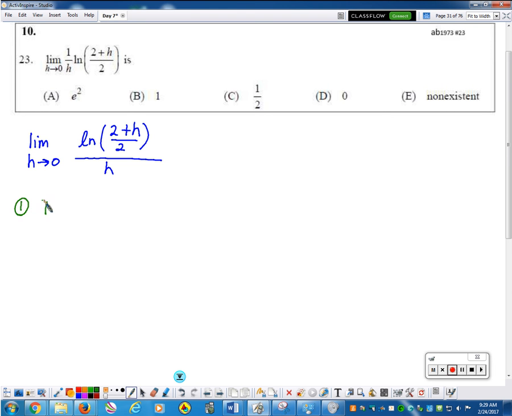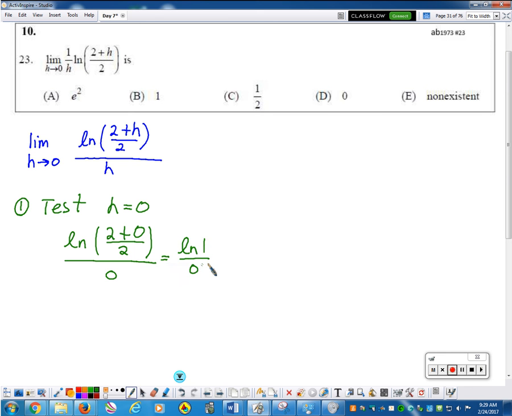Step number 1, test. So I plug in h equals 0. Let's see, so that's the natural log of 2 plus 0 divided by 2, all divided by 0, which is the natural log of 1 divided by 0. The natural log of 1 is 0. So this test was successful in terms of L'Hopital's rule. Questions to that? Happiness there. So next step is to find the derivative of the top and the bottom.